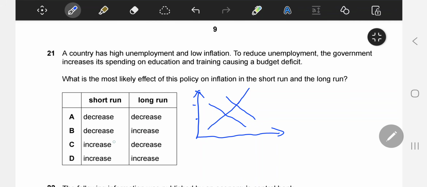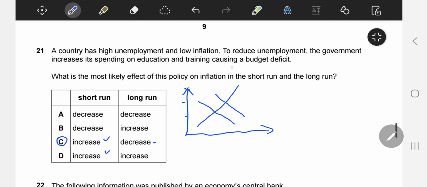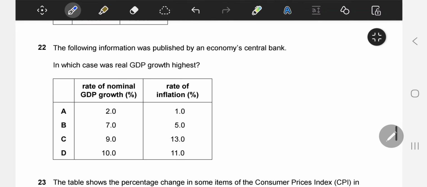So in the short run, there's going to be an increase in inflation, but in the long run, there's going to be a decrease in inflation. And this is because of the long-run aggregate supply. For example, it's going to shift to the right. So for 21, C is going to be the best option there. Just to say that because these people are going to be trained, a lot of training is going to increase the productivity of labor, which is going to shift the LRAS to the right. 22.